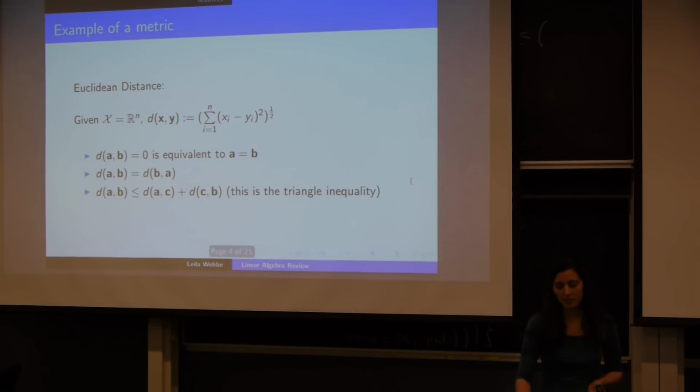So let me give you an example so you can understand more. An example of a metric is the Euclidean distance. Given the space X, which is Rn, and given two vectors in that space, the Euclidean distance, you're familiar with that, is the square root of the sum of the squares of each element. And so we can check that for the Euclidean distance, d between 2 points A and B is 0 if the 2 points are equal, so if A equals B. Also, the distance between A and B is equal to the distance between B and A. And finally, the distance between A and B is smaller or equal to the distance between A and C plus the distance between C and B, which is the triangle inequality. Okay?